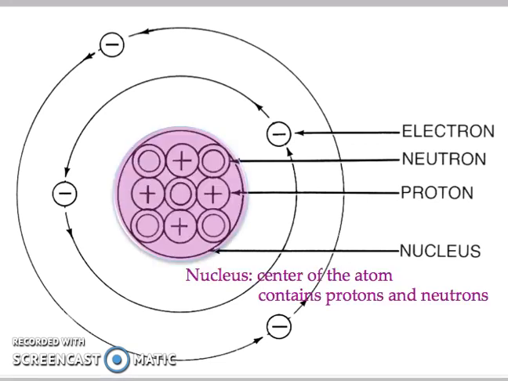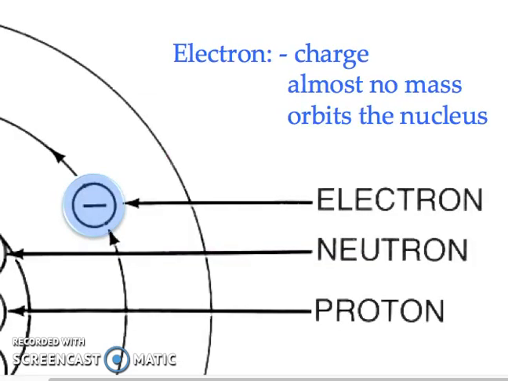The nucleus, as I said, is in the center. It contains the protons and the neutrons. The electron, the part that's not in the nucleus, has a negative charge. It has almost no mass, and it orbits the nucleus.